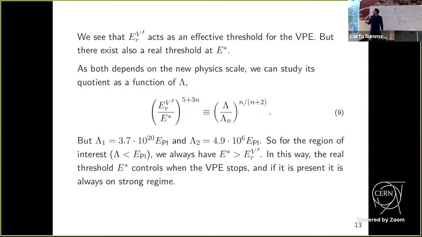It's also worth noticing that if we have the process of BPE, that means that we are above the real threshold, and that means that necessarily we are above the effective threshold. So we are always in the strong regime. So the effect is always very strong and very fast.